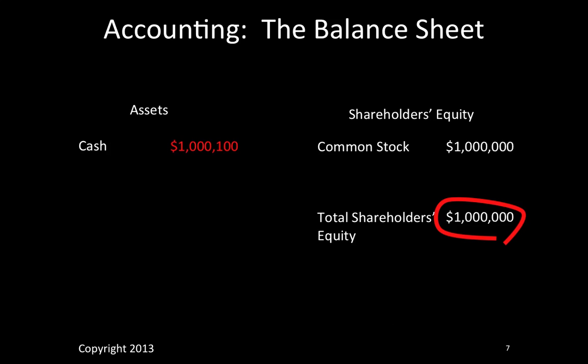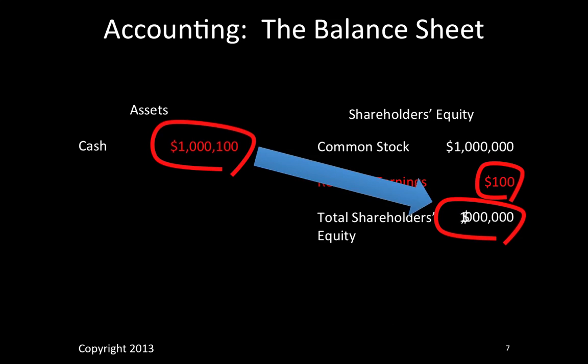So where would the $100 in earnings go on the right side of the balance sheet? The common stock entry represents investments by outsiders in the business. The $100 in earnings doesn't really represent an investment in the business. We put it in a separate category under shareholders' equity called retained earnings. When the value of the assets increases, that increase is reflected in the retained earnings account. Total shareholders' equity is increased from $1 million to $1 million and $100. This is double-entry bookkeeping at work again.